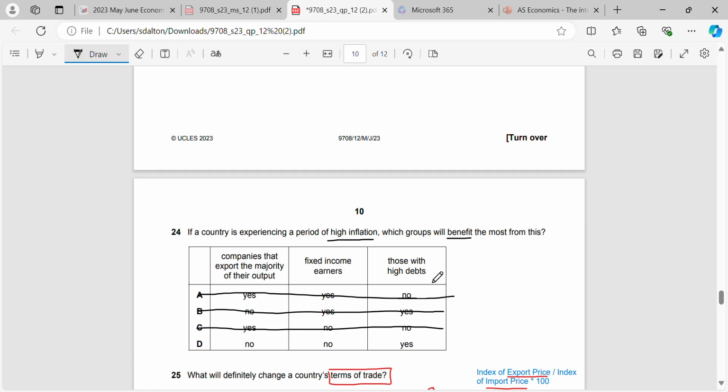Whereas those with high debts, they can benefit from inflation, especially if the rate of interest that they're paying back is less than the rate of inflation. Then what they borrow is actually less in real terms than the price level in the economy during the time that they have high inflation. Okay, so D is our correct answer there.